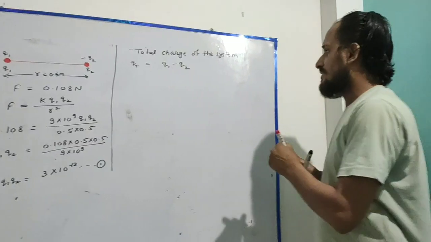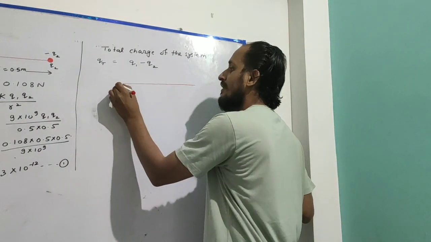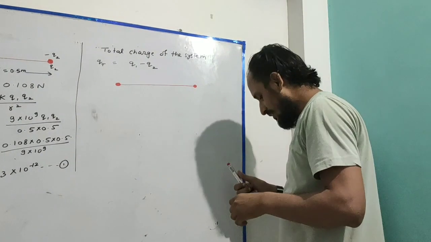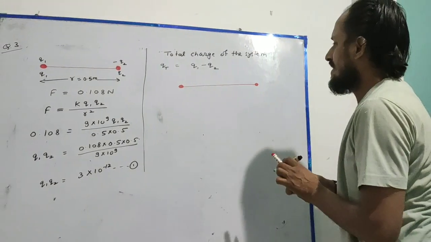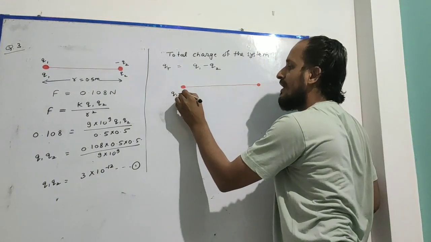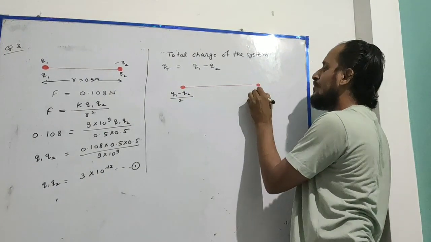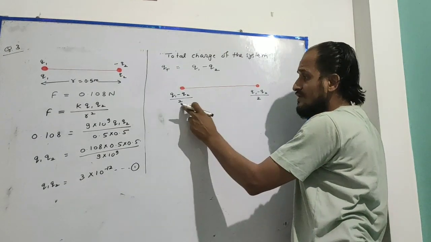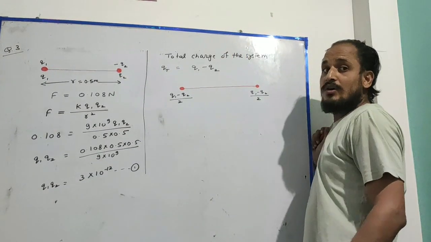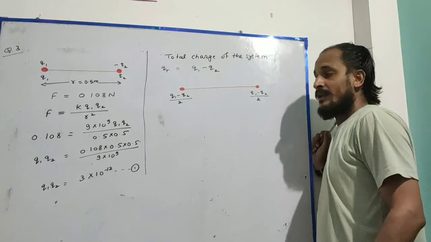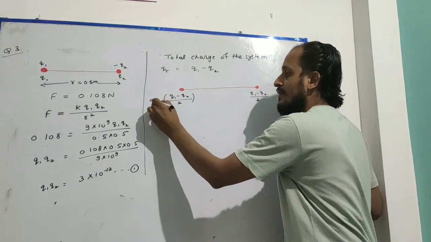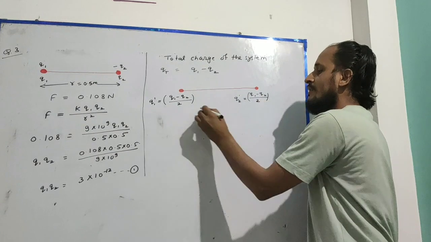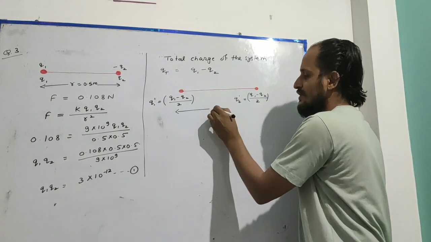Now, if you separate both the spheres again, what are the new charges on them? Definitely, both are identical ones. So, the new charge becomes Q1 minus Q2 upon 2, Q1 minus Q2 upon 2, because the net charge should remain the same after also, according to the conservation of charge. This is Q1 dash, the new charge, and this is Q2 dash. Distance between them remains the same, it is 0.5 meter.